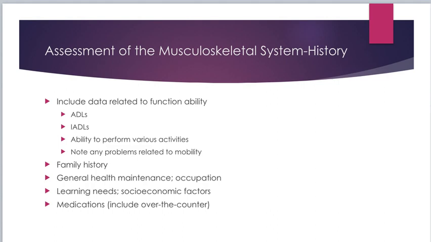We'll also look at general health, family history, what's their occupation, what are their learning needs, what are any socioeconomic factors, and do they take any medications that may have long-term consequences to the musculoskeletal system. For example, long-term use of glucocorticoid steroids can cause a loss of bone density over time.